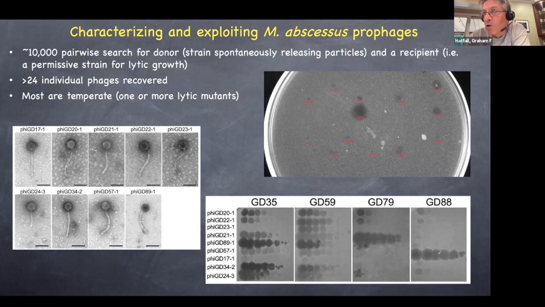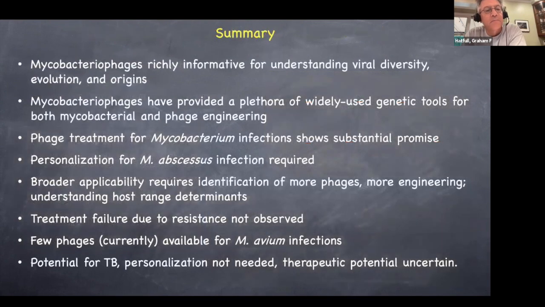Of course, these are all expected to be temperate, so they need to be engineered before they can be used therapeutically, and that has to be done in Mycobacterium smegmatis, because they don't grow in Mycobacterium abscessus, and so there's that engineering challenge which we are currently trying to meet.